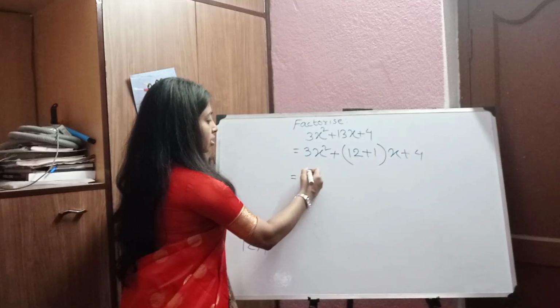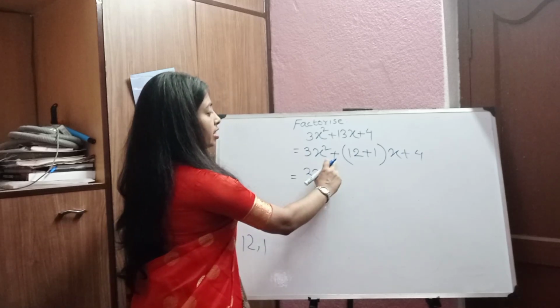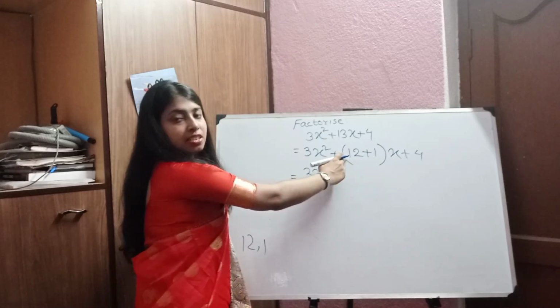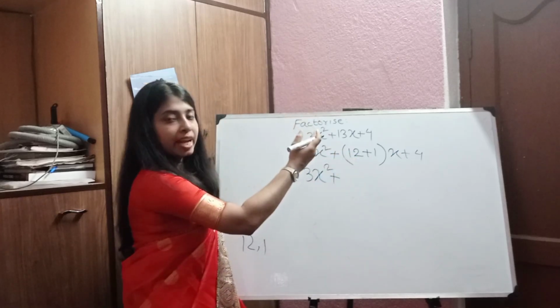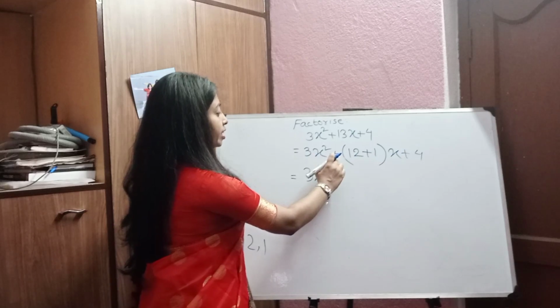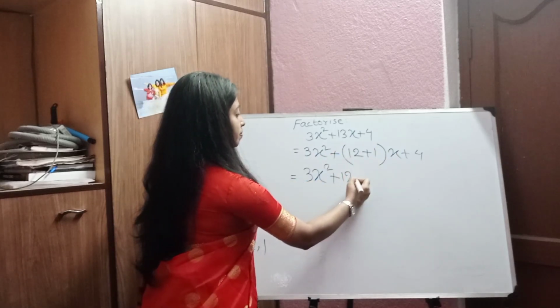In the next step, 3x square will remain as it is, plus. Now before 12 here the sign is plus. So plus into plus is plus. We are removing the bracket now. So by removing the bracket, we get plus 12 multiplied by x. So it will be 12x.